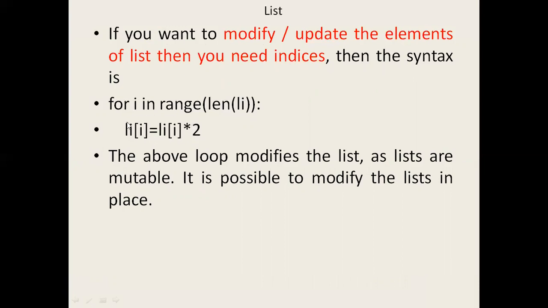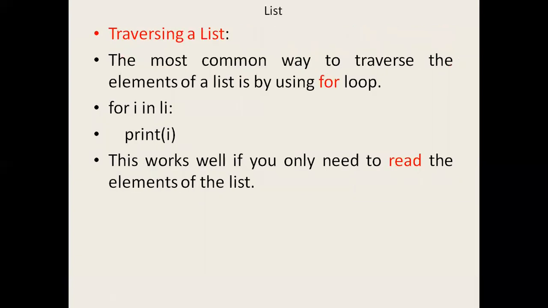What happens is that we are modifying the elements in the list, multiplying every element in the list by 2. So if you want to modify the elements in the list, it is better if you access them using the index. If you just want the values and want to do something with that, then it is better if you just read the elements in this fashion. For i in li, this fashion is better.